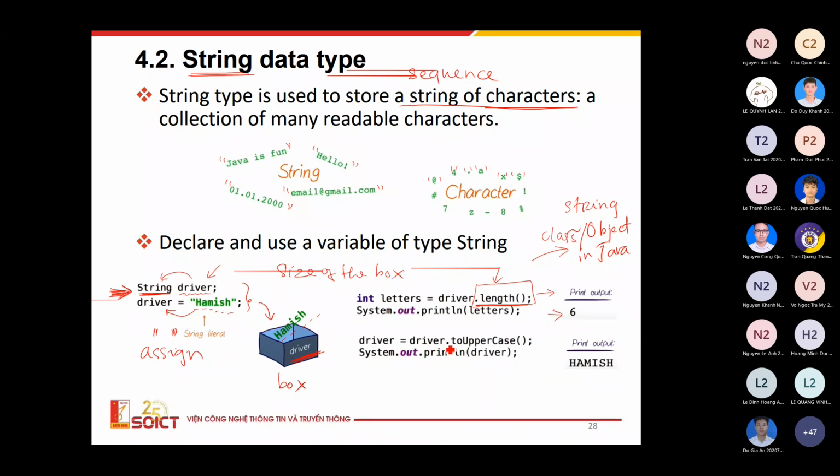For example, you can uppercase every letter in the string with the method toUpperCase. And remember the parentheses here. It always has the parentheses, and it ends with a semicolon. After you uppercase every letter in driver, you assign it again to driver. So when you print driver, it will print all letters in uppercase. This is the first two methods to use with string.